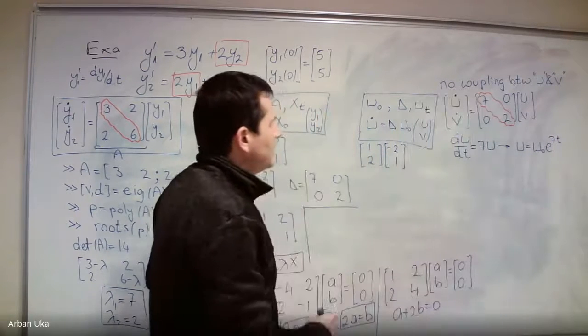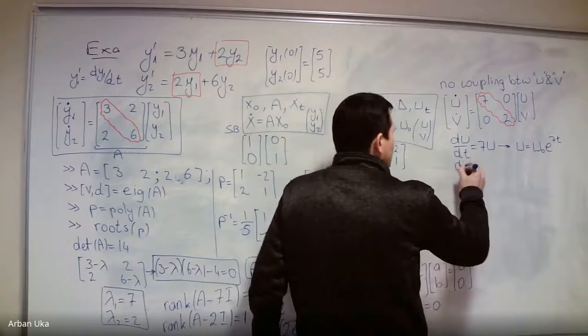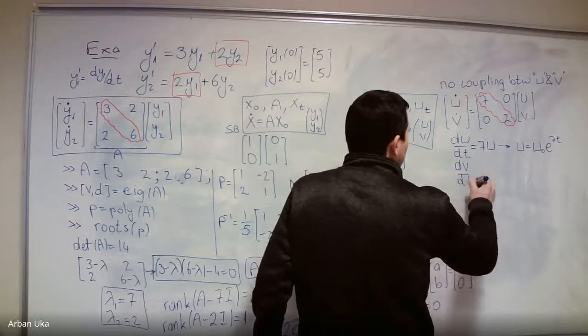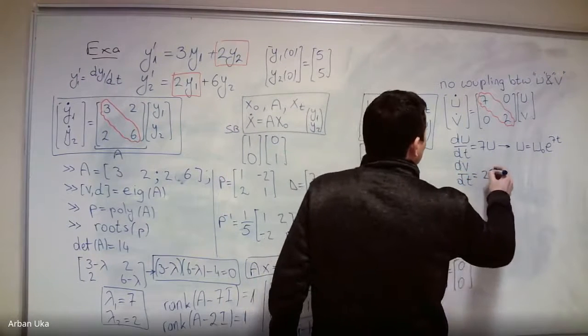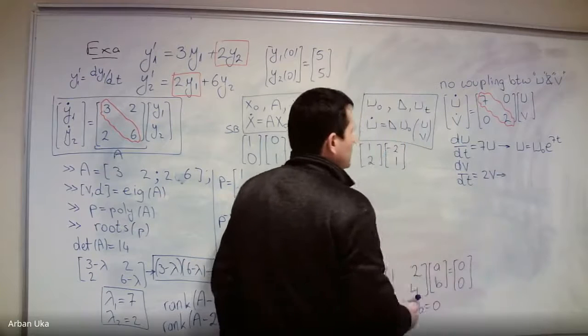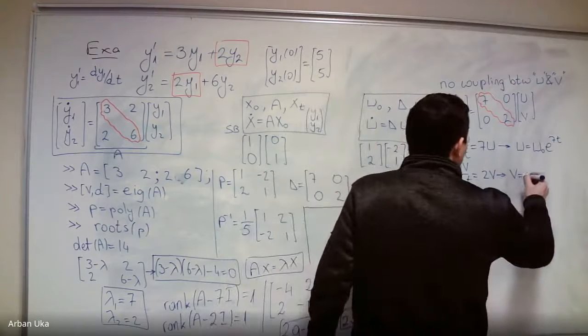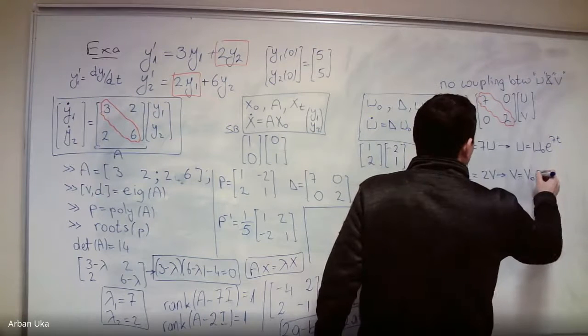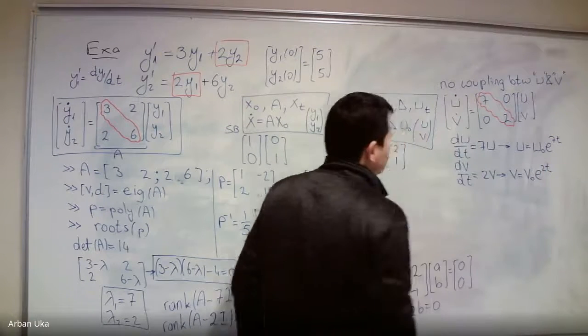The other equation is dv over dt equal to 2v. So then we say that v is equal to v0 e to the power 2t.